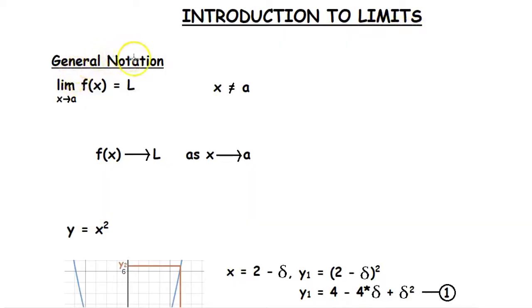First of all, let's take a general limit notation. The way to pronounce this is: limit of f of x as x tends to a is equal to L. What this actually means is that the value of the function f(x) becomes closer and closer to L as x becomes closer and closer to a. However, remember that here x is not equal to a.